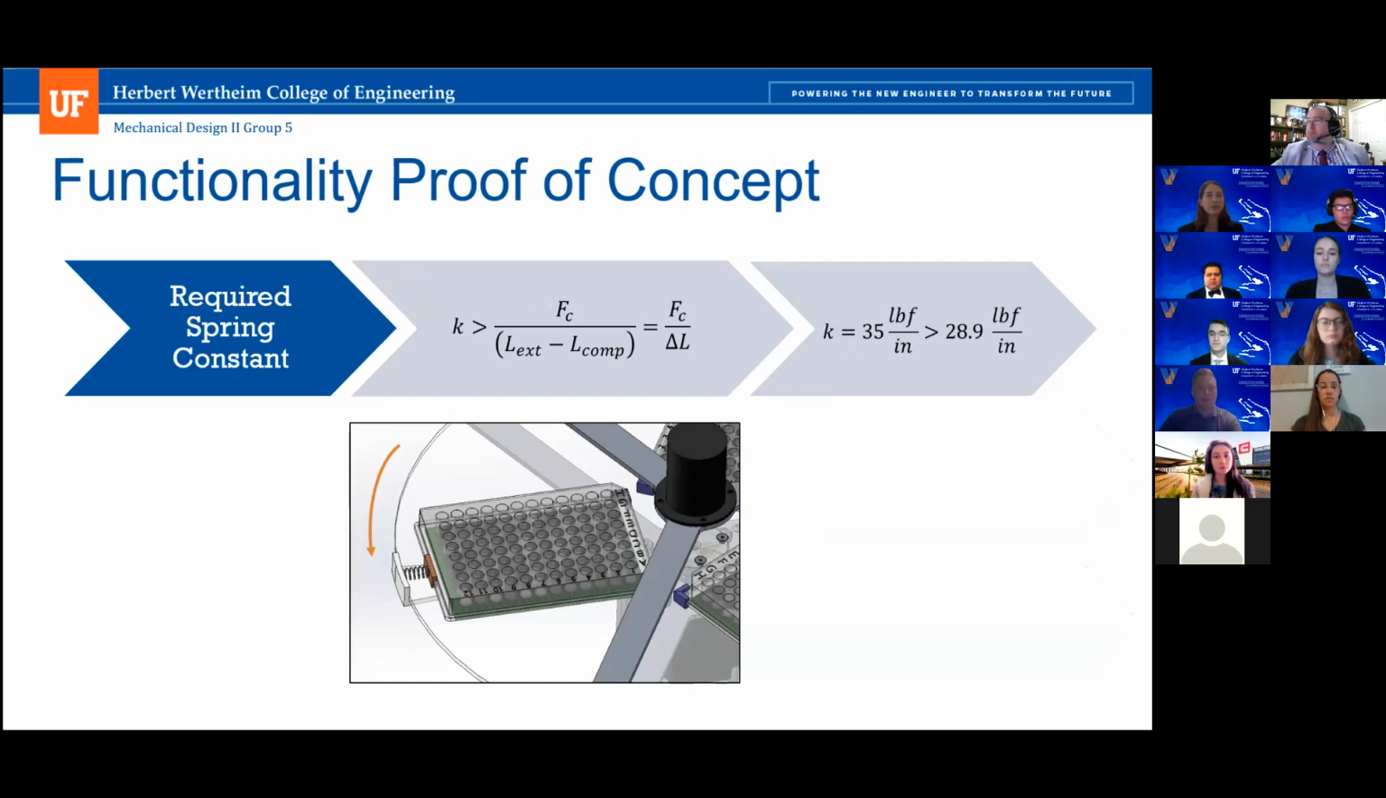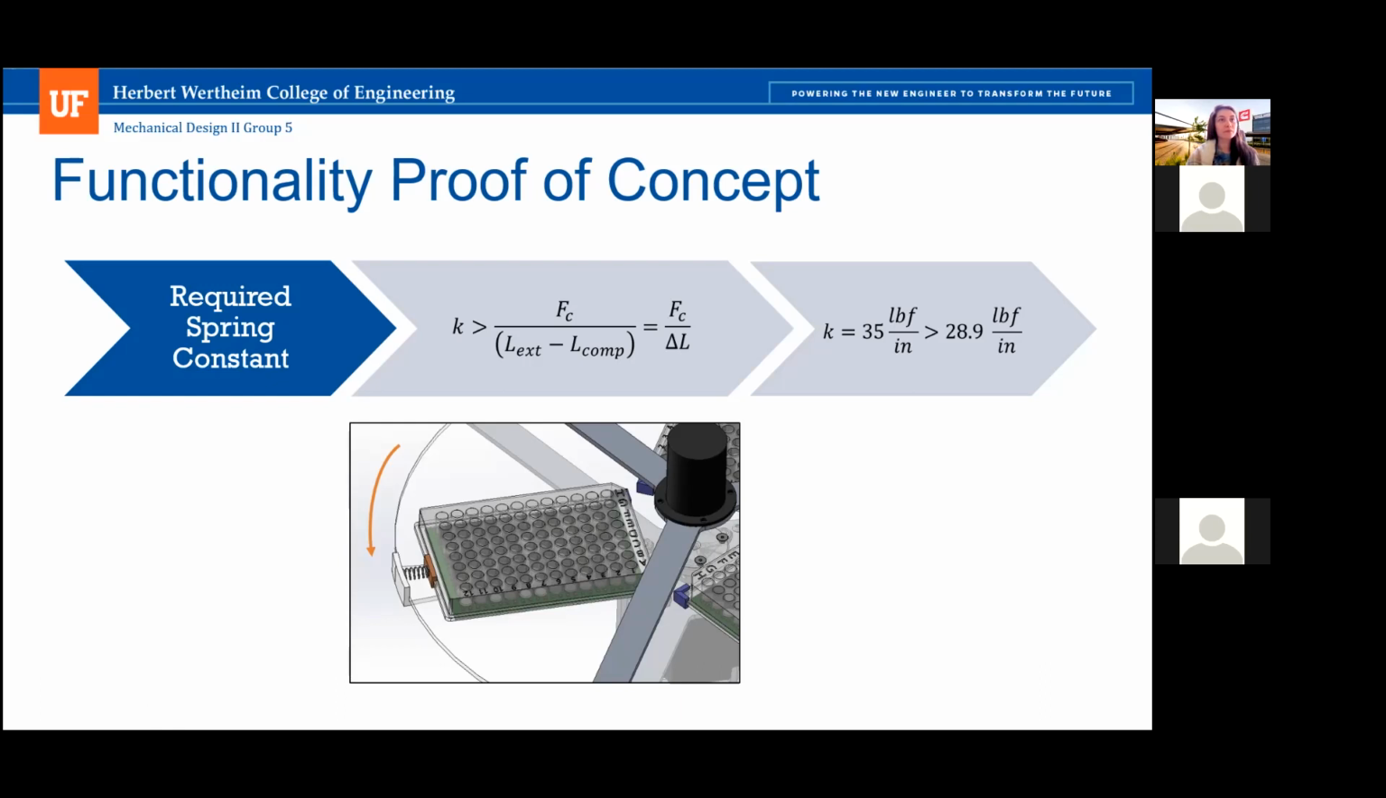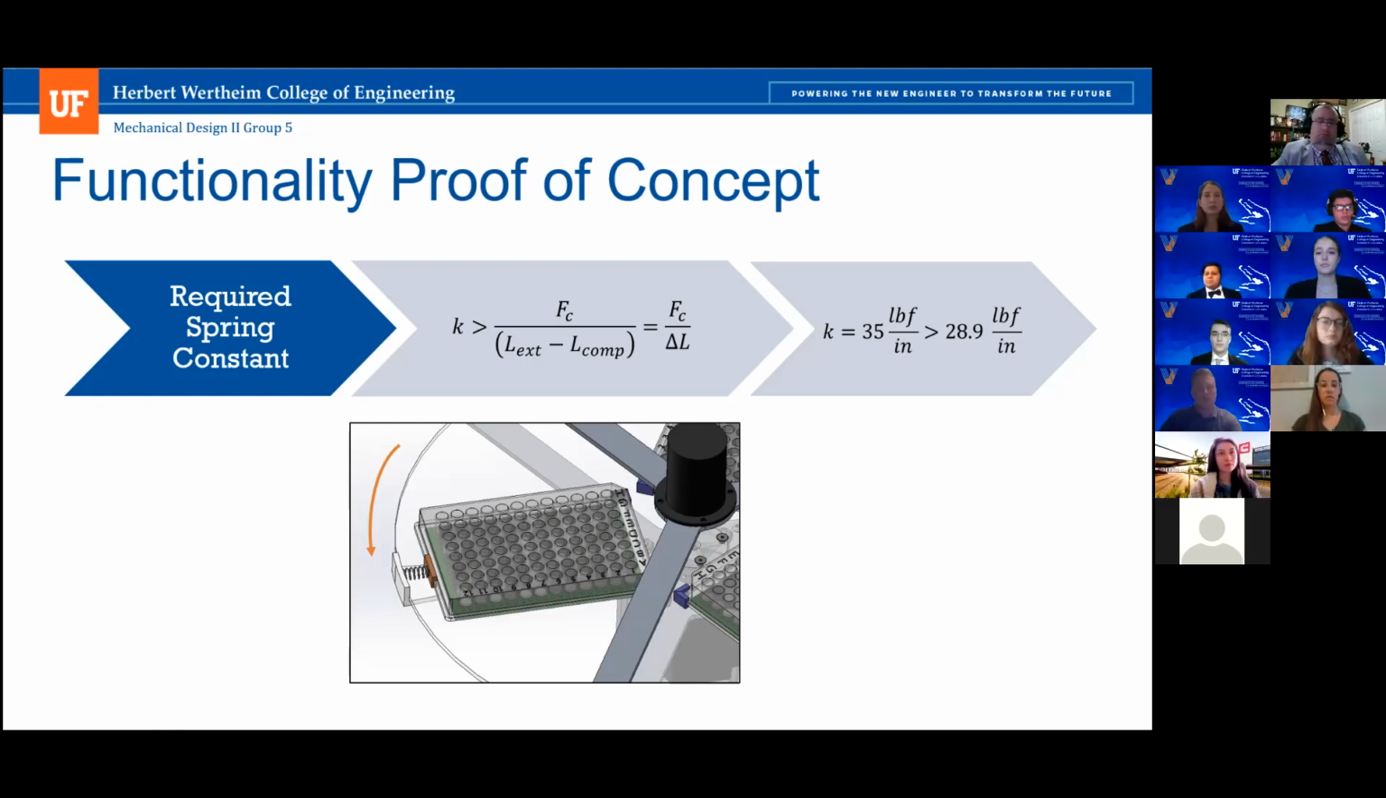And essentially, to deal with this, we had to account for the opposing force. So we use a spring force to counteract the centripetal force. And using a simple calculation with the change in length being 0.4 inches, we found the necessary spring constant to be 28.9 pound force per inch. And therefore, a spring constant of 35 pound force per inch was selected to make sure that the wells remain in place throughout the operation.